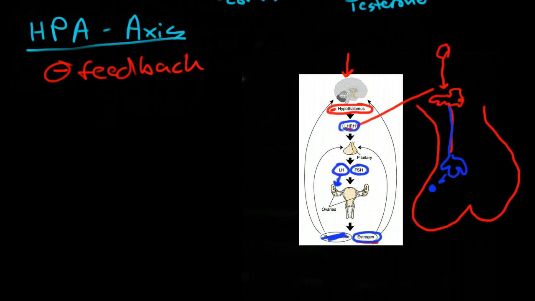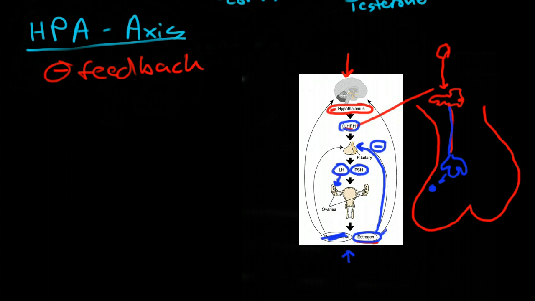Now, what happens in the body is there's actually two loops here. The presence of, we're going to have an increased amount of estrogen. Now, the increased amount of estrogen is going to be pumped into the bloodstream, and it's going to flow through the capillary system in the anterior pituitary gland, and it's going to tell the anterior pituitary gland to produce less luteinizing hormone and follicle stimulating hormone.